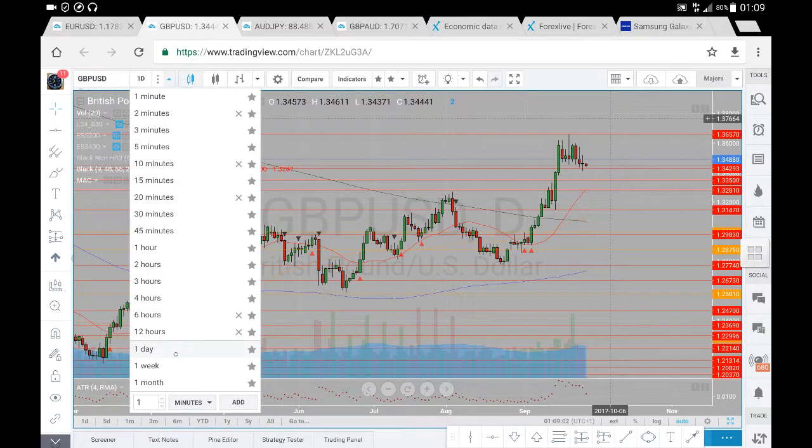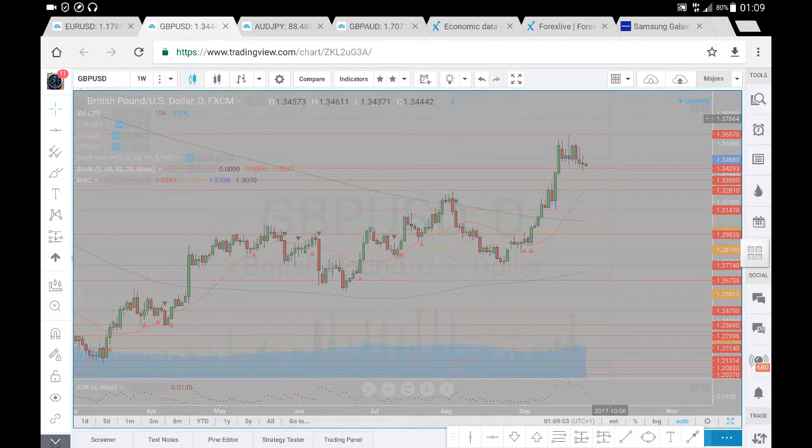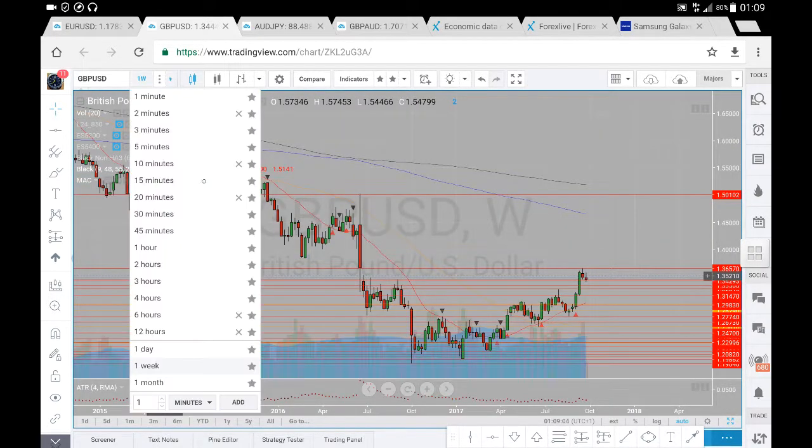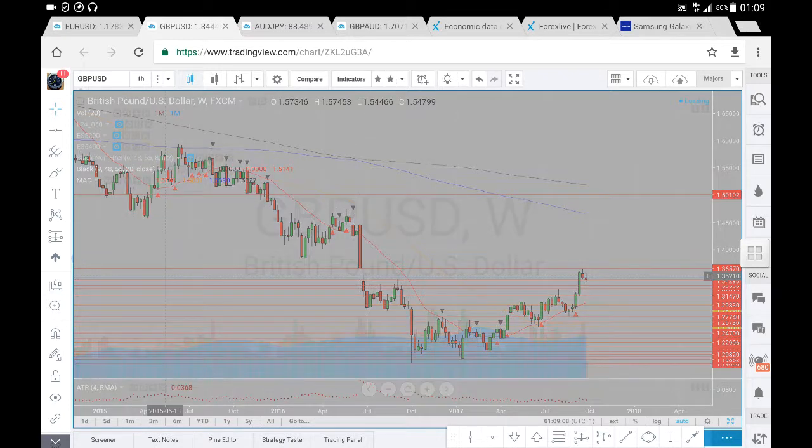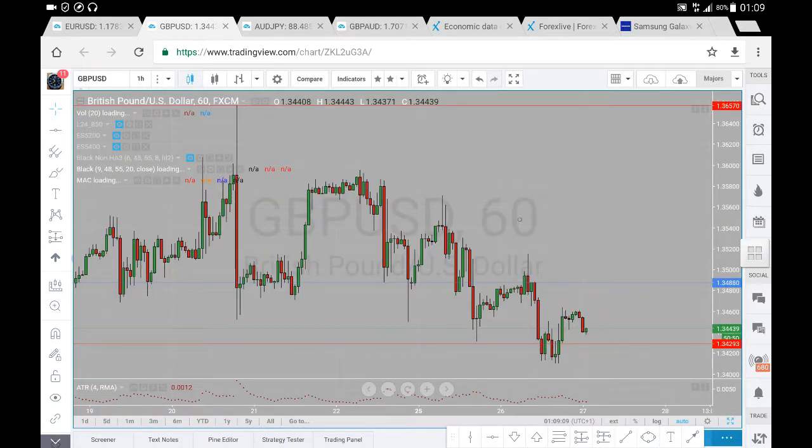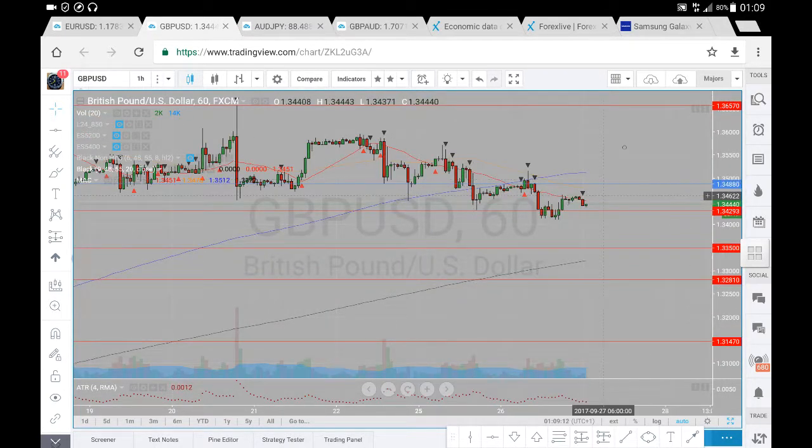But on my intra-week time frame, if I go down to say the 60-minute chart, and on shorter time frames, currently as long as we do remain below 134.88, I am bearish the pound dollar.